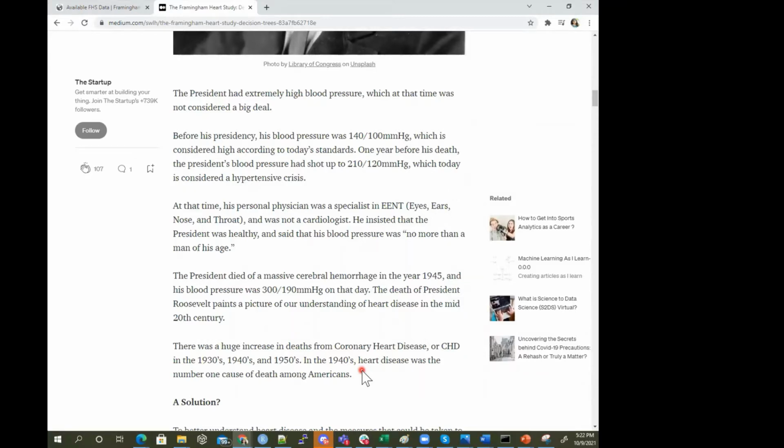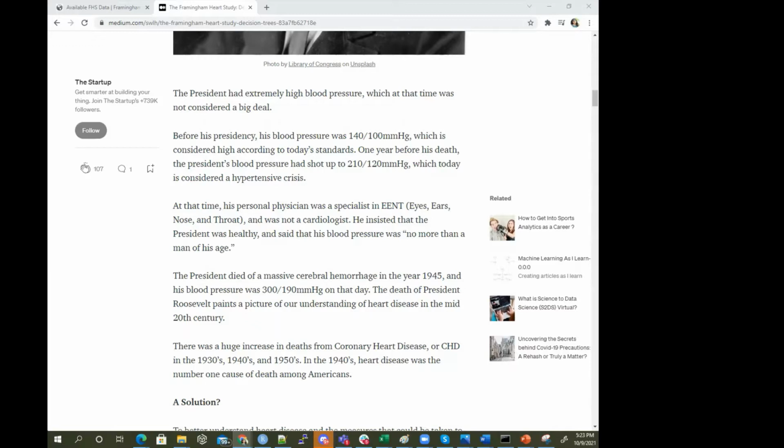The president had extremely high blood pressure, which at that time was not considered a big deal. Before his presidency, his blood pressure was 140 over 100 millimeters of mercury, which is considered high according to today's standards. 1 year before his death, the president's blood pressure shot up to 210 over 120, which today is considered a hypertensive crisis. At that time, his personal physician was a specialist in ENT and was not a cardiologist. He insisted that the president was healthy and said that his blood pressure was no more than a man of his age.